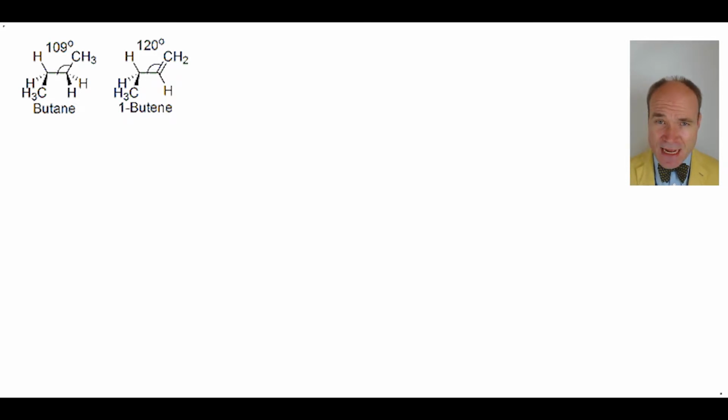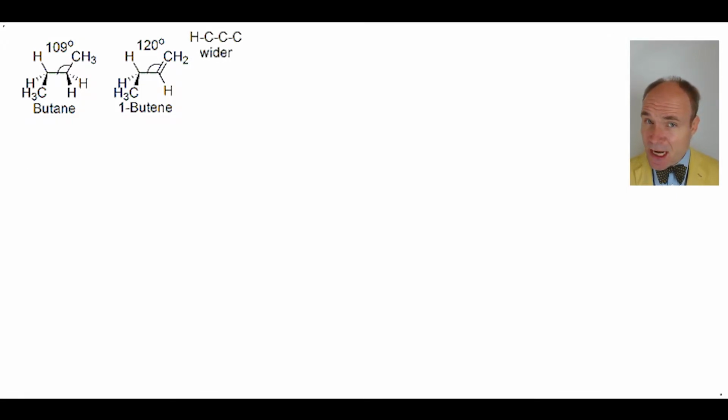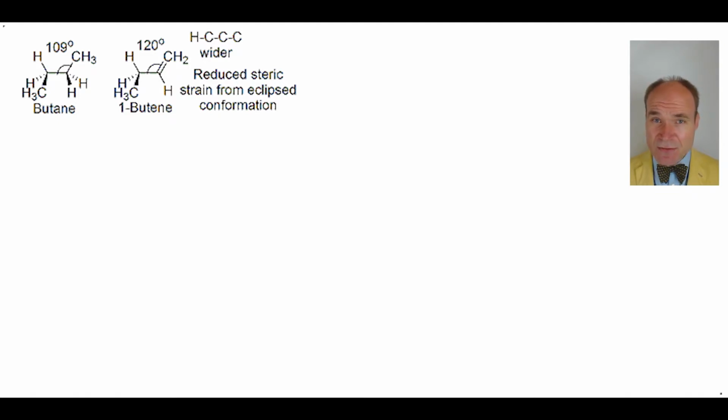Because of this difference in angle, the distance between the hydrogen and the methylene, CH2, attached to carbons 3 and 2 respectively in butene, is greater than the corresponding hydrogen and methyl, CH3, in butane. Thus, there is a reduced steric strain for the butene eclipsed conformation.